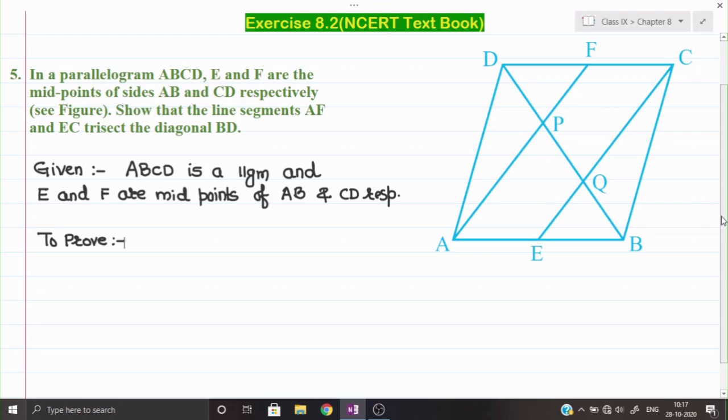So we need to prove here DP is equal to PQ is equal to BQ. These three parts we have to prove equal. Already three parts are given, but they need to be proved equal to say that the diagonal BD is trisected. Okay, now let us start the question.